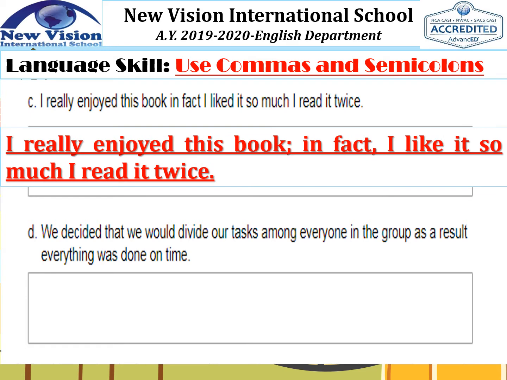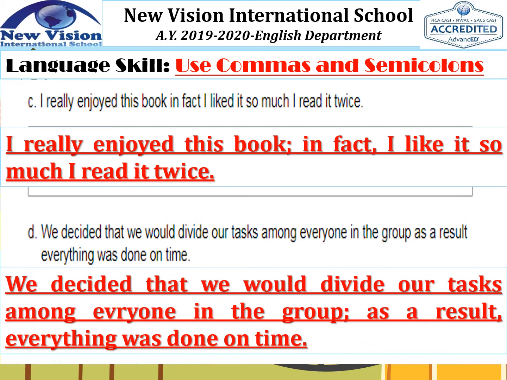And for letter D, we decided that we would divide our tasks among everyone in the group. As a result, everything was done on time. This also suggests a cause and effect relationship. So we make use of the transitional phrase. What's that? As a result. Great. So we are going to complete it. We decided that we would divide our tasks among everyone in the group, semicolon, and for our transitional phrase, we have as a result, and then comma, everything was done on time. Excellent, students.